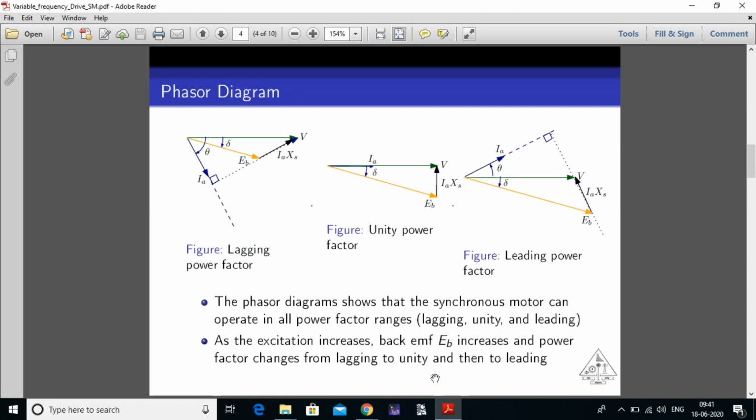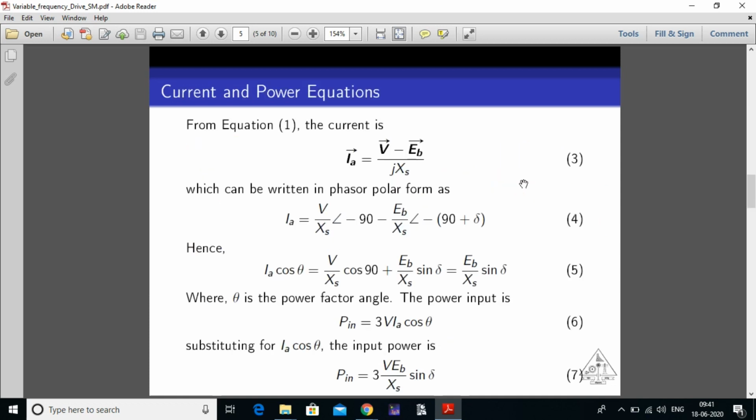This is the phasor diagram of synchronous motor for three different power factor cases. The first one is under excited. Therefore, here the power factor angle is lagging. The second one is normal excitation. Here the power factor angle is unity. And the third one is the overexcited case where the power factor is leading. Therefore, by varying the excitation, we can vary the power factor angle of a synchronous motor.